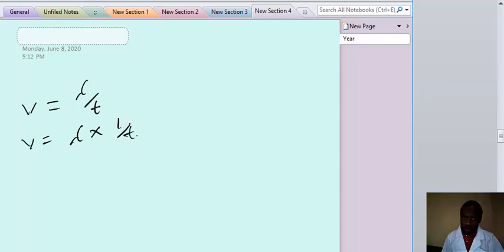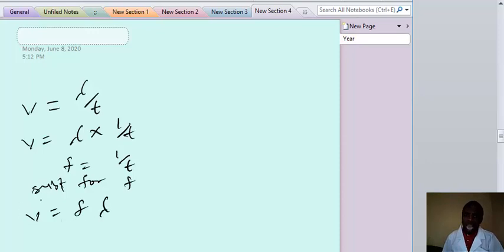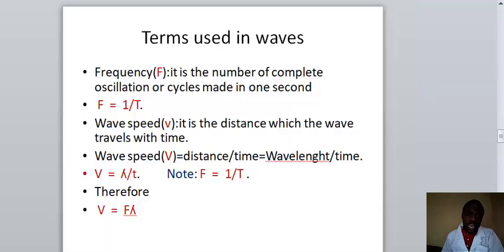And don't forget, if you recall, we said f, which is the frequency, is 1 over t. So from here we can substitute for f. If we substitute for f, we'll have v equals lambda times f, which is f lambda. So f lambda is the wave speed, and that is why you have it here as v equals f lambda. So that is the wave speed.